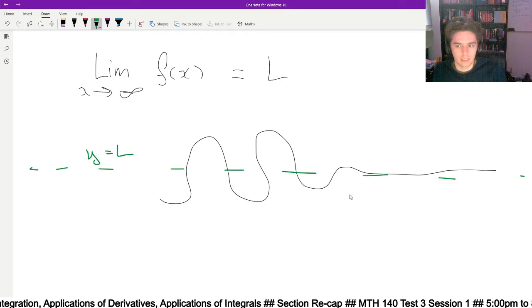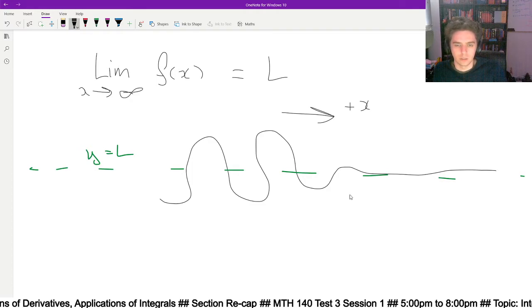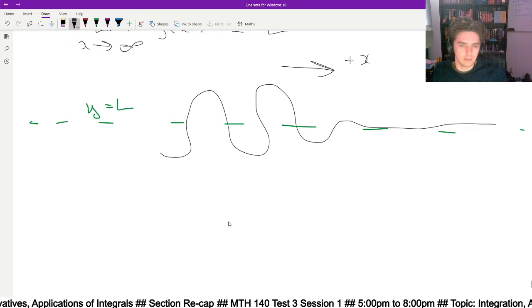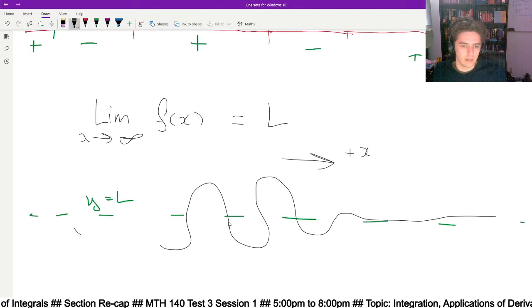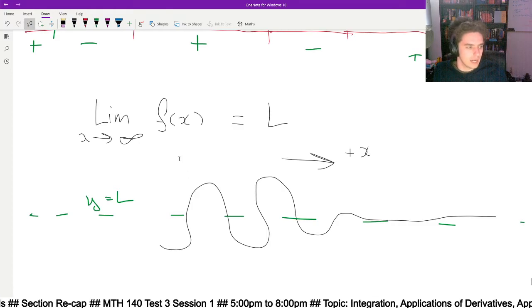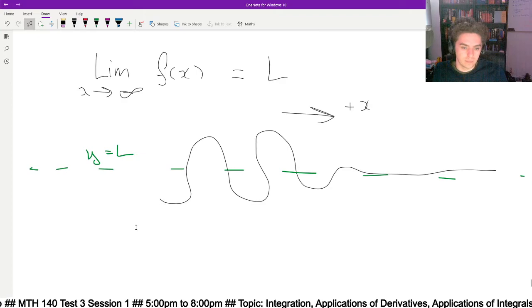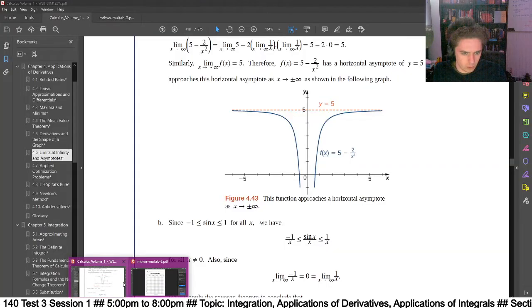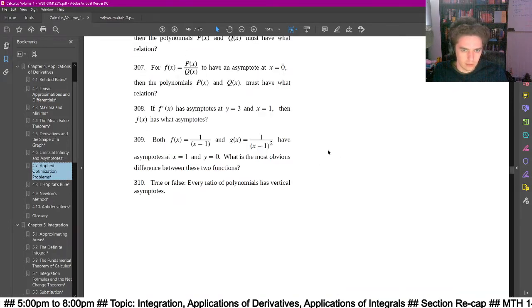Right? It doesn't really matter what it does, but as x gets bigger, positive x, it'll approach that line. Similar for negative infinity, right? So you'd just be going in the opposite direction, but still approaching some line y equals L. But let's figure out how to actually compute it. And so that means you have a horizontal asymptote there. Let's just do some of the homework practice questions, because I did a couple of those and they were fine. They worked out.